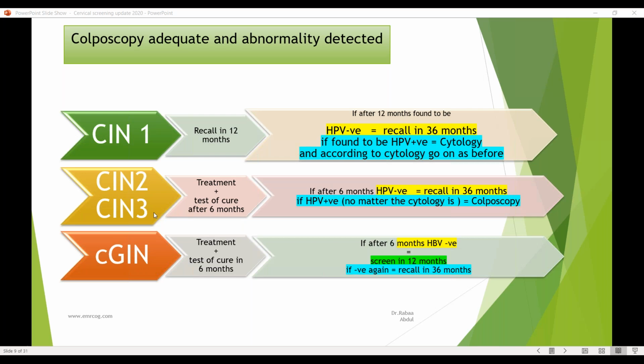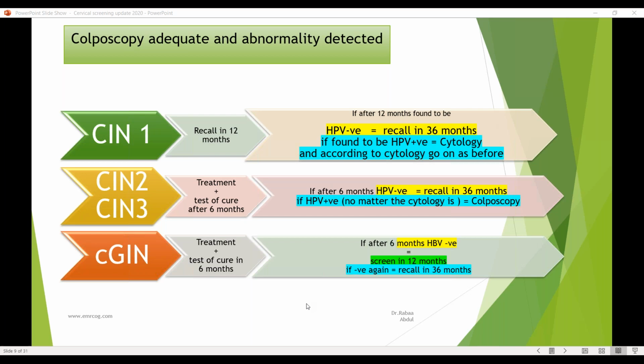Then for the CGIN, you will not send the patient to come back for recall in 3 years. You will repeat the screen in 12 months, and if the screen comes again negative, then it will be recall in 36 months. So here there is an extra step before the recall. This is the main difference between the CIN2 and 3 follow-up plan and the CGIN follow-up plan.